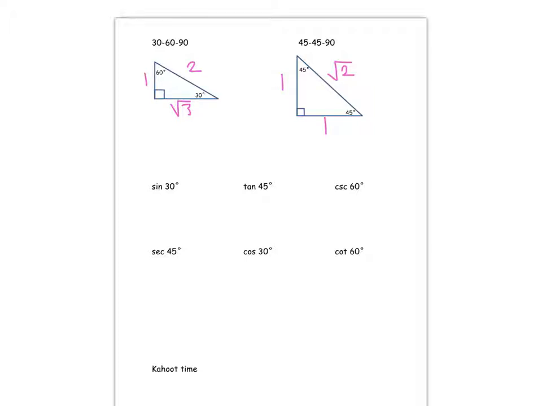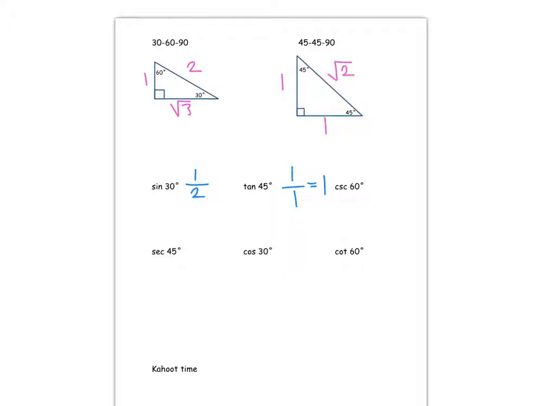The sine of 30 is the opposite, which is 1, over the hypotenuse, which is 2. The sine of 30 is 1/2. The tangent of 45, it doesn't matter which 45-degree angle you look from, it's the same. Tangent is opposite over adjacent. Opposite is a 1. Adjacent is a 1.